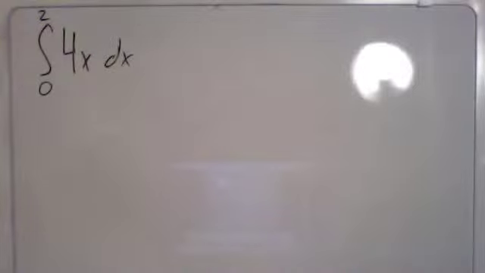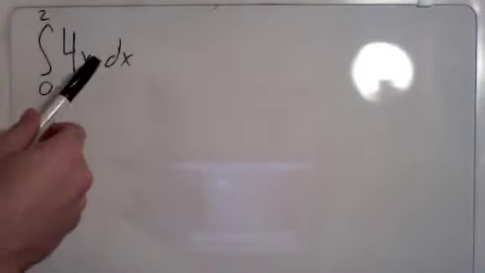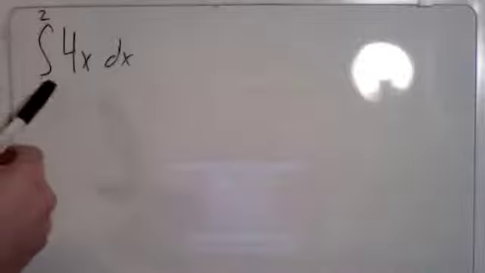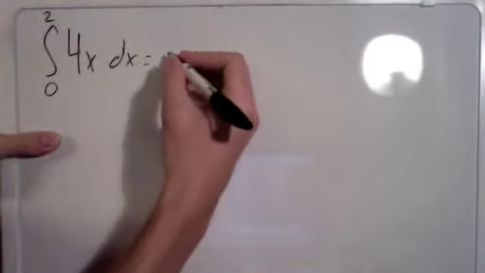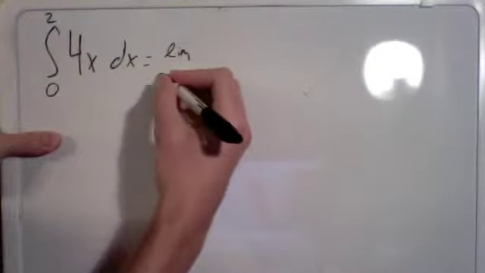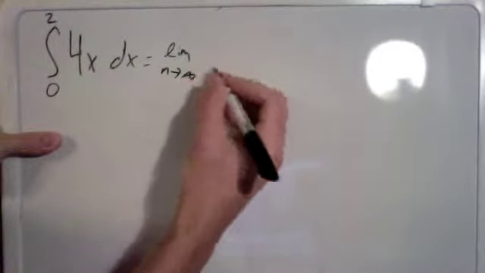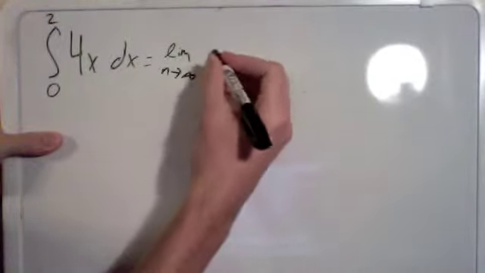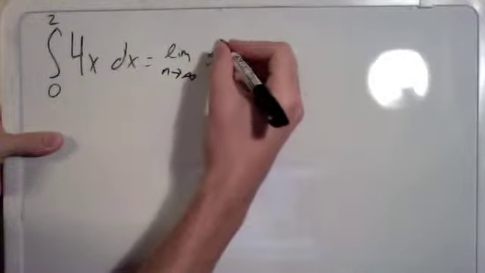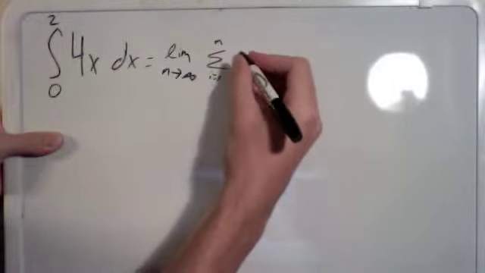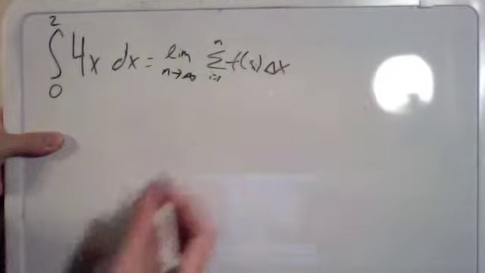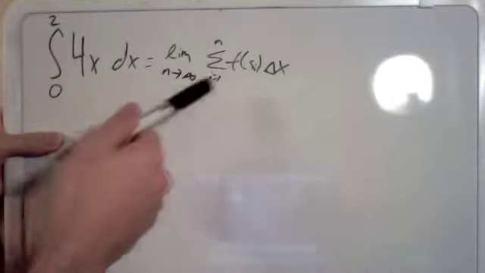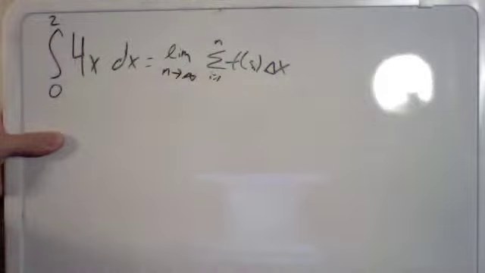Alright, so we want to find this definite integral. It's the integral from 0 to 2 of 4x dx. So what we're going to do is write our equation, the limit as n approaches infinity of the sum from i equals 1 to n of f of s_i delta x. And that's going to be our limit that we need to evaluate.